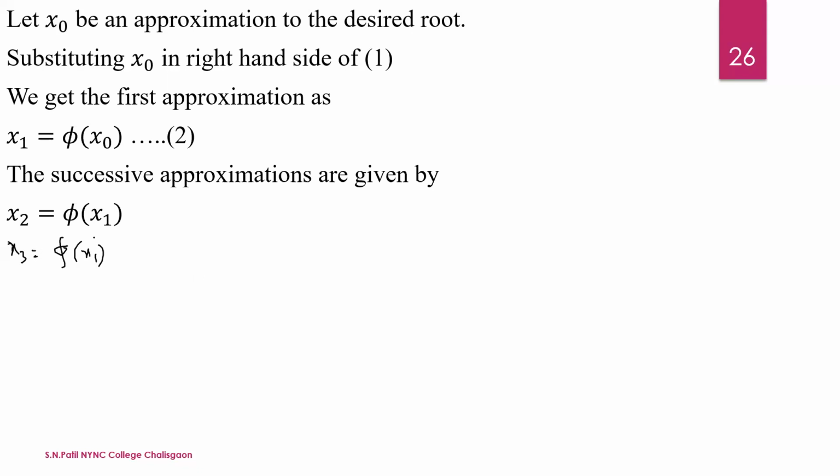The process is very simple. After identifying the phi function, choose x naught, which belongs to the interval, and put x naught in the phi function. We get the first iteration x1. Now put x1 again in the phi function, we get x2. Similarly, we get x3, which is equal to phi of x2. In this way, the nth iteration is xn is equal to phi of x suffix n minus 1.